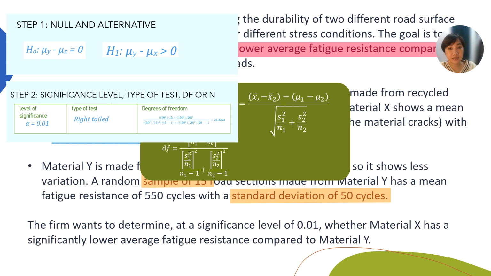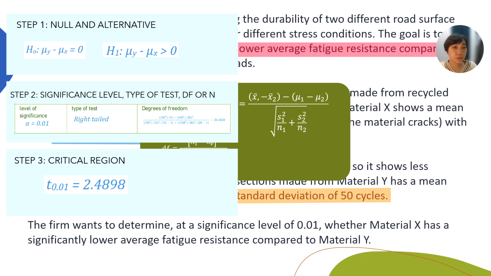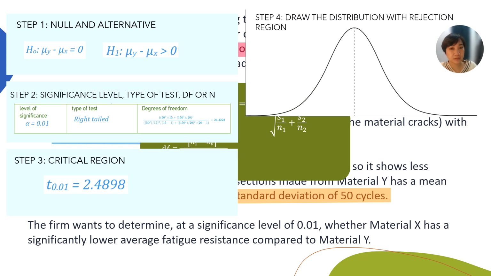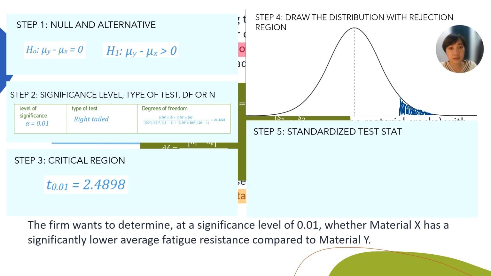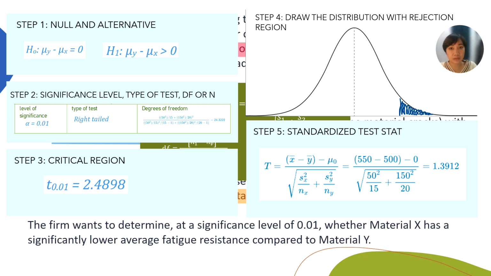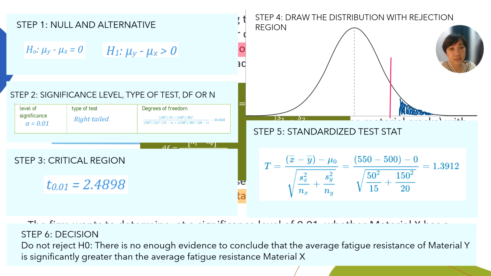Given those values, you can now find your critical value from the table or from Google or from Excel, and that would be 2.4898. So sketch that out and solve the standardized test statistic, which would result to positive 1.3912. Since that number is outside the rejection region, then you should not reject the null hypothesis. That means there is not enough evidence to conclude that the average fatigue resistance of material Y is significantly greater than the average fatigue resistance of material X.